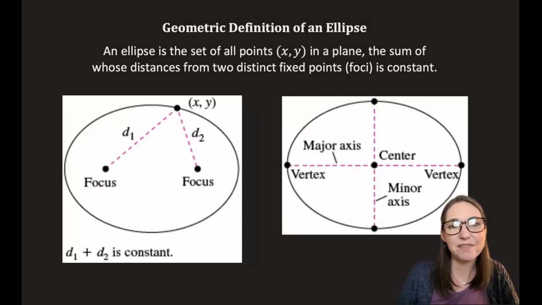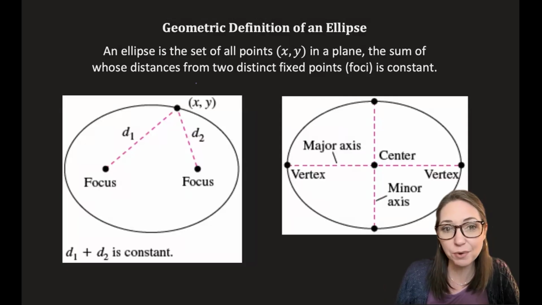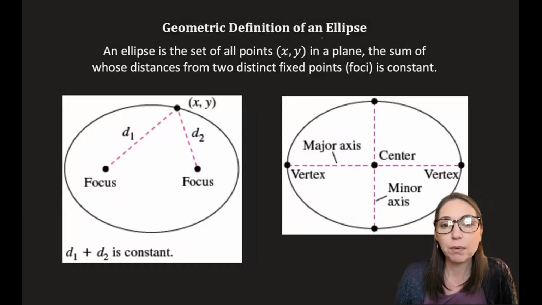Hello. In this video today, what we're going to do is look at the geometric definition of an ellipse, followed by a derivation of an equation of an ellipse that's centered at the origin. So what is an ellipse? There's a couple ways to think about it. Probably the simplest way to understand it, that anyone can understand, whether you know algebra or not, is geometrically.